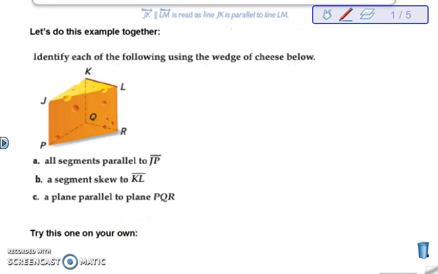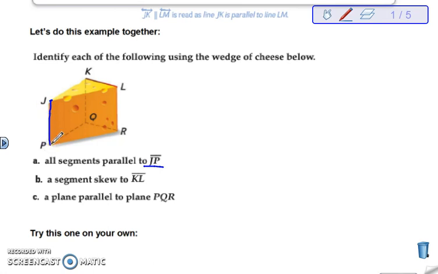So if we look at this example, we look at the block of cheese, right? They've got some points labeled for us. It's a 3D block. So we've got some planes, we've got some lines, and we've got some segments. The first question asks us to find all the segments that are parallel to JP. So if I find points J and P, that's right there.